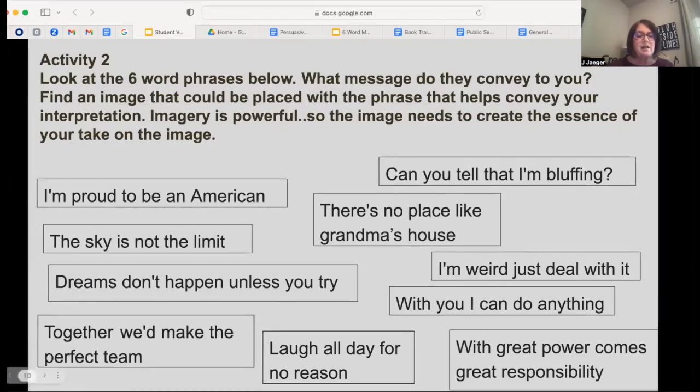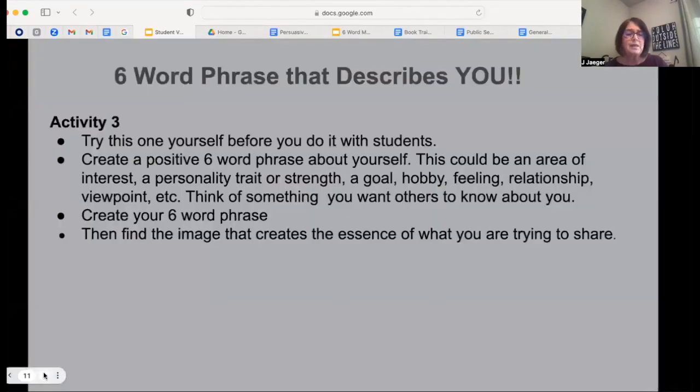"The sky is not the limit." "Laugh all day for no reason." These are just a few six-word phrases. There are resources online that have lists and lists and lists. I just chose a few. In fact, I believe in some of your resources, there might be links to some of those very pages. But again, first this time you start with the phrase and then you go to the image. Or as I mentioned, go ahead and do one on yourself. Six words that would describe you in some way, or a goal, a hobby, feeling, relationship, or maybe again, a viewpoint.